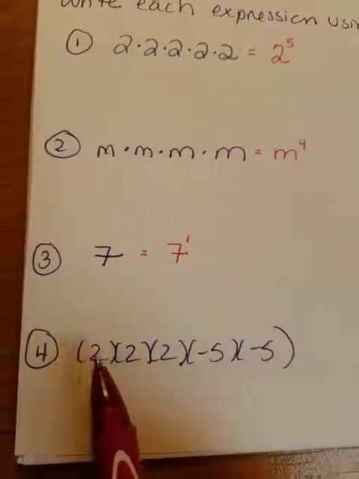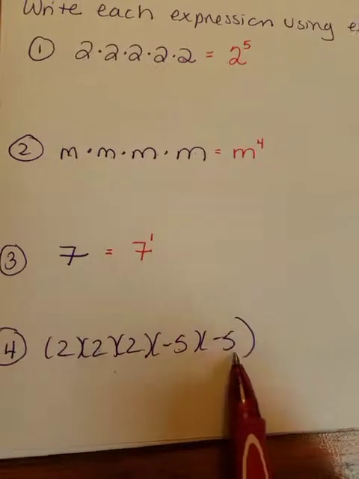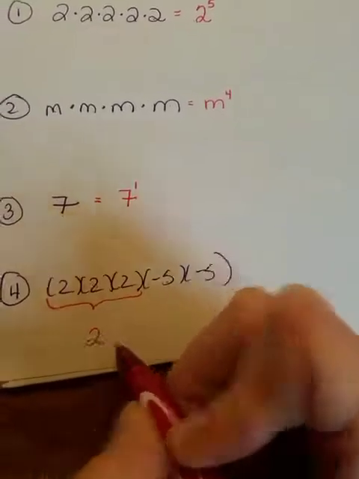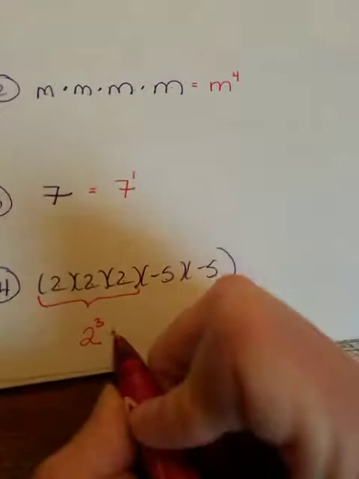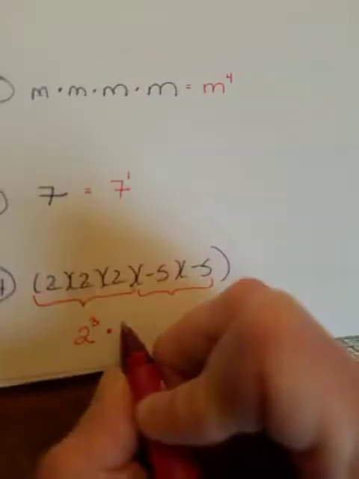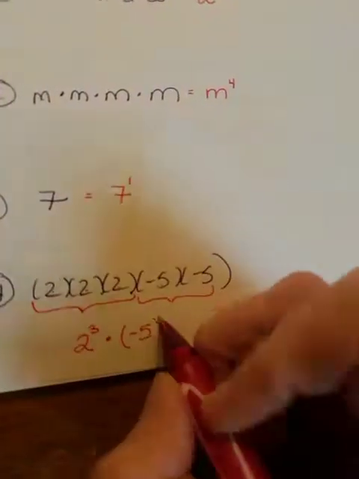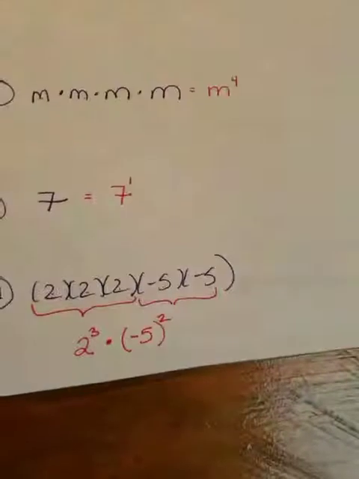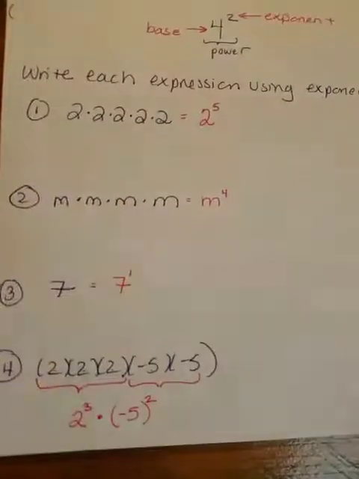If we had something like this, number 4, 2 times 2 times 2 times negative 5 times negative 5. Okay, well, so with the 2's, we know our base is 2, and it will be 2 cubed because there's 3 of them. And then I'm multiplying because that's what we're doing here. The next one, our base is, I'm going to keep the parentheses, negative 5, and how many of those are there? 2. You can leave it like that because the directions said write each expression using exponents. So keep that in mind.